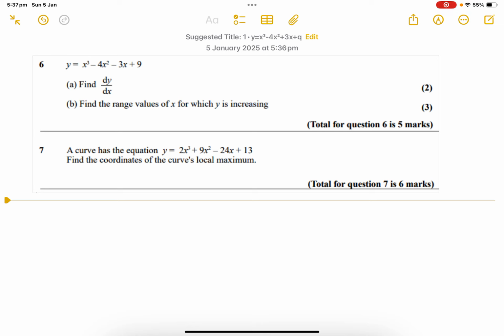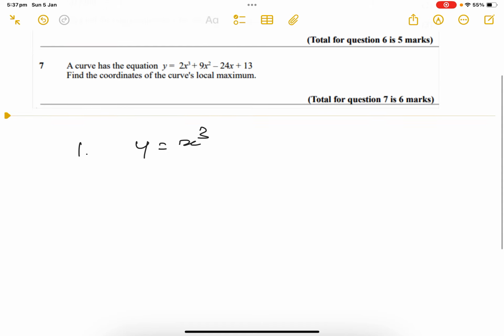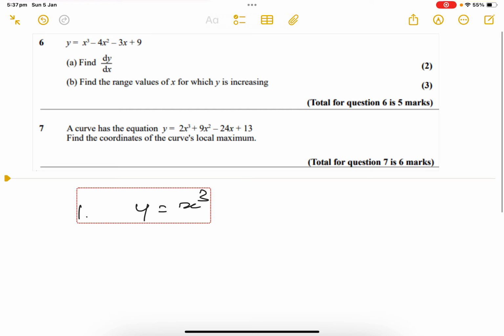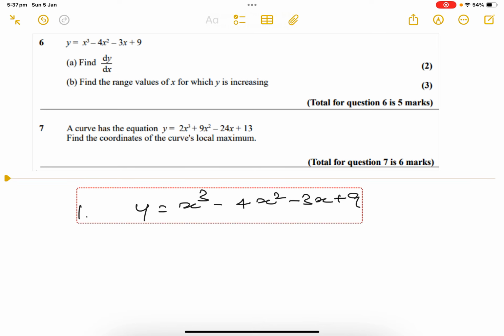Past questions on differentiation. Let's start with the first question. y equals x to the power of 3 minus 4x squared minus 3x plus 9. In part A, find dy over dx.